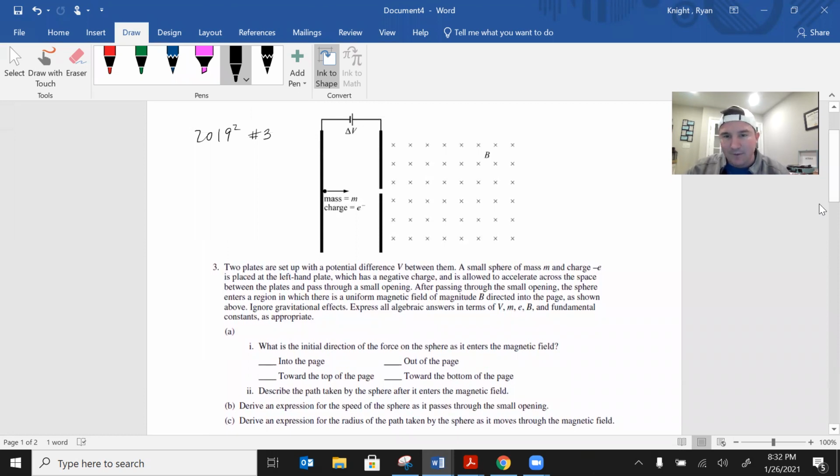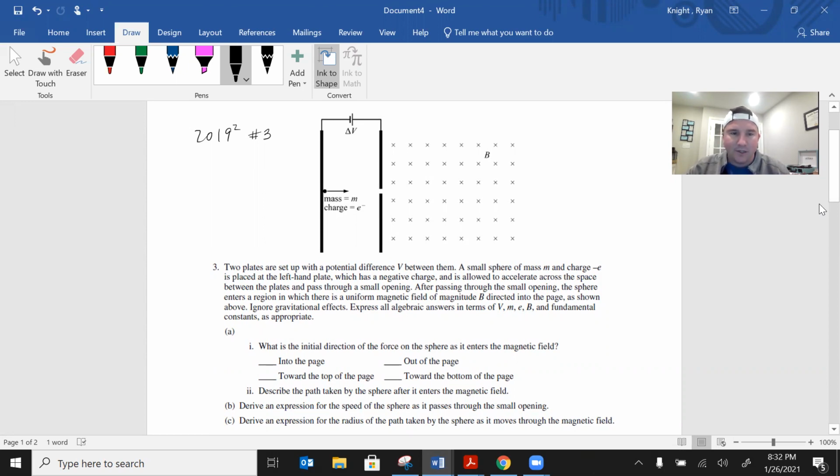A small sphere of mass M and charge minus E is placed on the left-hand plate, which has a negative charge, and allowed to accelerate across the space. So our particle of mass M, charge minus E, is going to accelerate from the negative plate to the positive plate, right? This one's going to end up negative, this one positive, because of the orientation of the potential difference there.